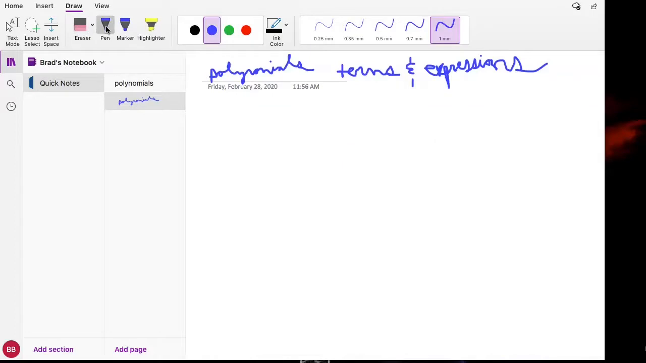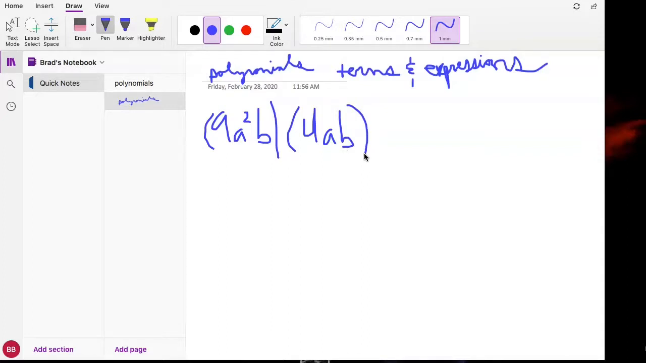All right, let's do another one. Similar, a little bit trickier, but really the concept is exactly the same. 9a squared b, well, it's supposed to be a parenthesis there, times 4ab. So we have 9 times 4 first, and then we're going to combine the a's and the b's together.